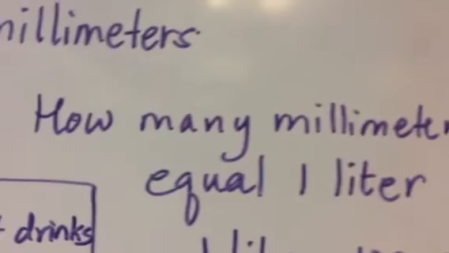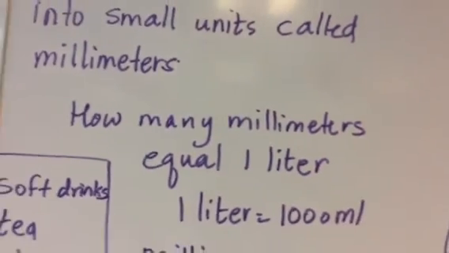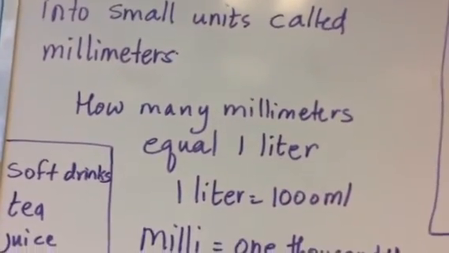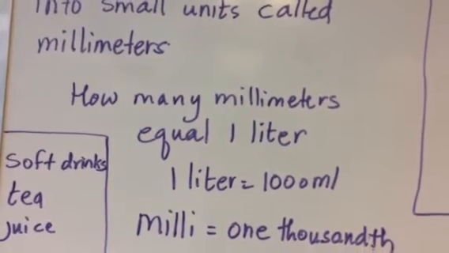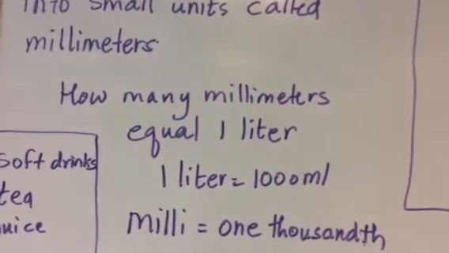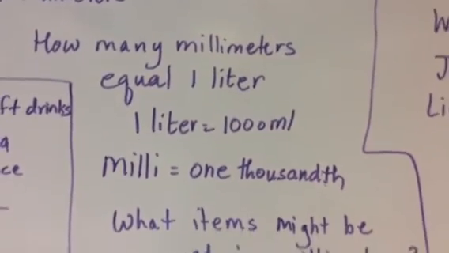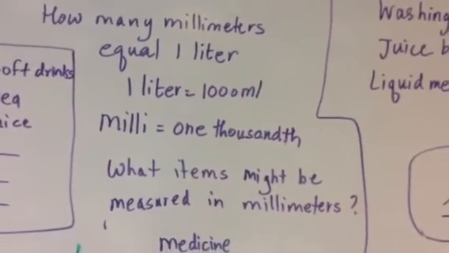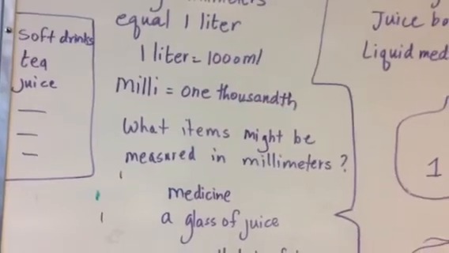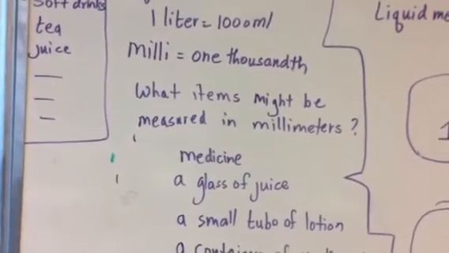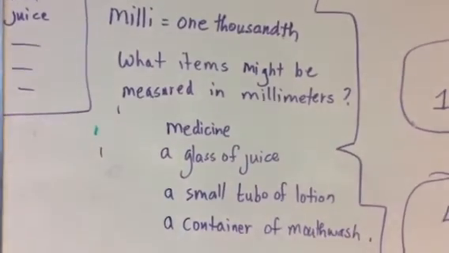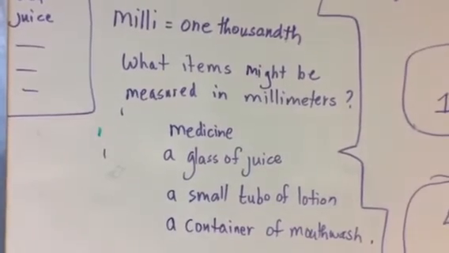Okay, how many milliliters equal 1 liter? 1 liter is equal to 1,000 milliliters. Milli means 1,000. What items might be measured in milliliters? Medicine, or a glass of juice, or a small tube of lotion, a container of mouthwash.